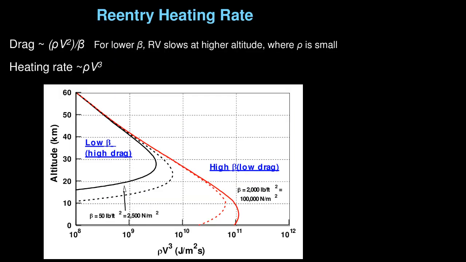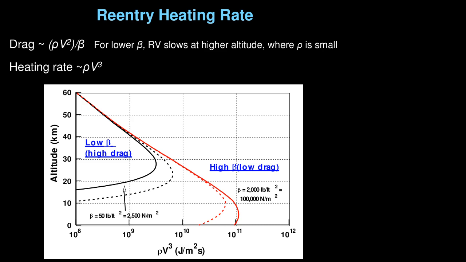So let's then talk about how that affects the heating rate. Well, the drag on a warhead goes like rho times v squared divided by beta. So it depends on the square of the velocity and the density of the atmosphere. And again, for a lower beta, that means higher drag. It slows at a higher altitude where rho is small. The heating rate, on the other hand, goes like rho v cubed. And so if v is low by the time it gets to high density parts of the atmosphere, you'll have less heating of the warhead.